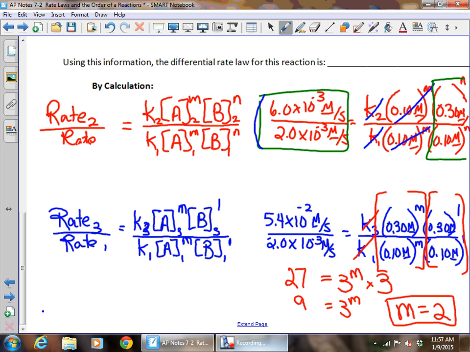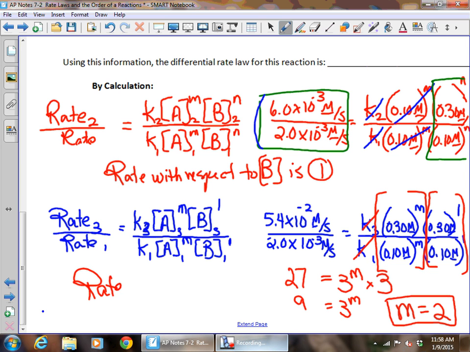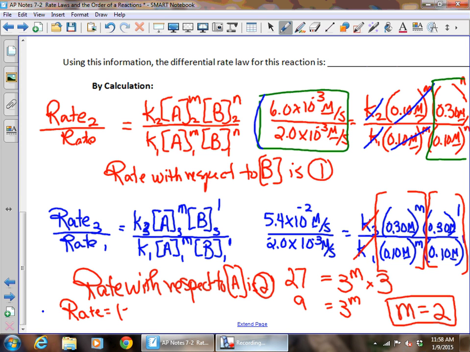So now we could say that the order with respect to B is 1, and from this mathematical calculation we can say the order with respect to A is 2. And we could go ahead, just like we did with the other, and now write our rate law, which is that rate is equal to K A squared B. So that's how we do it by calculation.